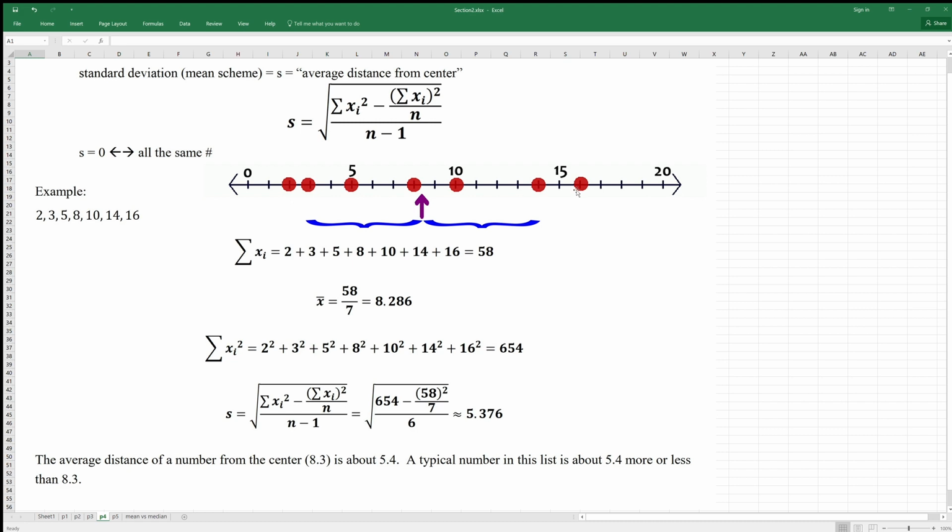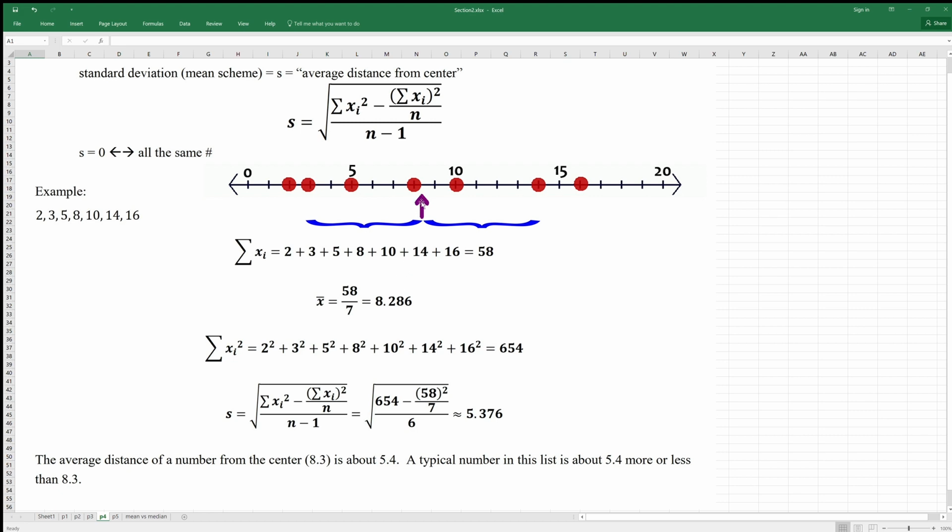Then we can find the average of them. There are 7 of them, presumably: 1, 2, 3, 4, 5, 6, 7. So if we add them up, 2 plus 3 plus 5 plus 8 plus 10 plus 14 plus 16, we get 58. If we take the mean, the average, 58 divided by 7 is 8.2 something.